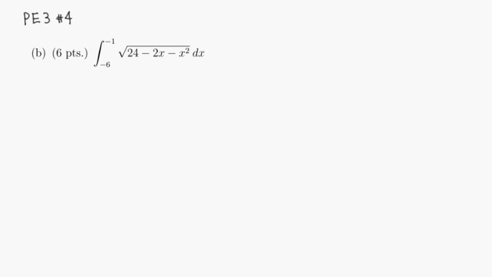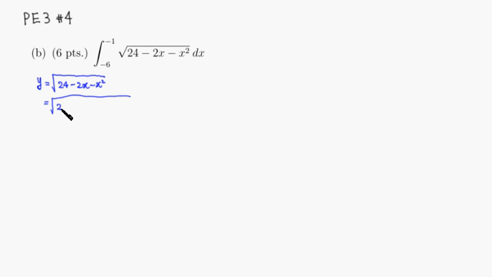Alright, let's look at practice exam 3, problem number 4, part B. First we need to rewrite this integrand a little bit so that we know what it looks like. So you have the square root of 24 minus 2x minus x squared. I'm going to try to complete the square.